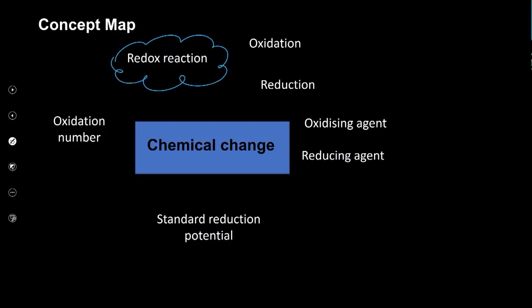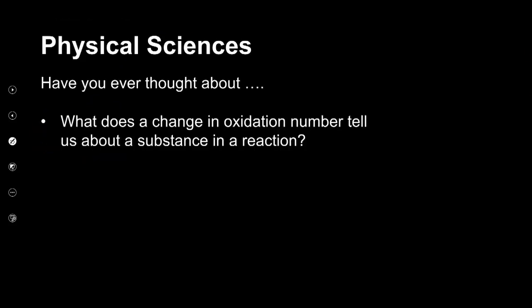And in the context of oxidation as well as reduction, I have reactions, but we shall try and arrive at the processes of oxidation and reduction with reference to the oxidation numbers of a particular substance in a reaction. So the big question now that we want to pose is: have you ever thought about exactly what happens, what does a change in oxidation number tell us about the substance in a reaction?